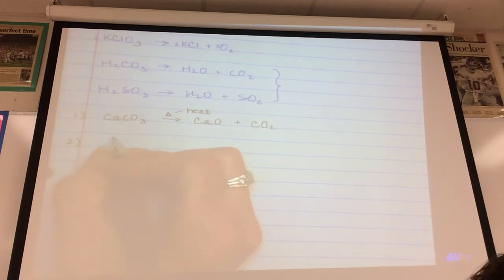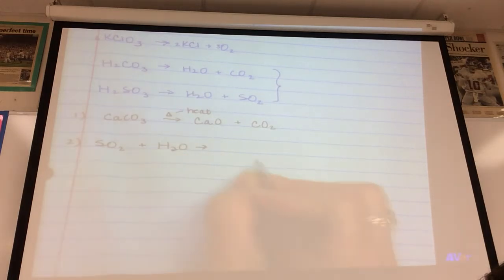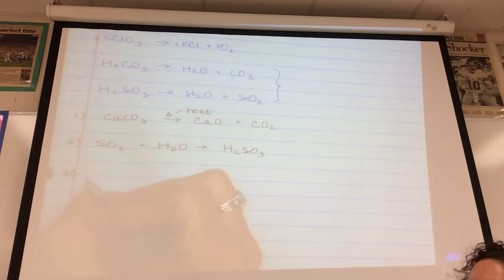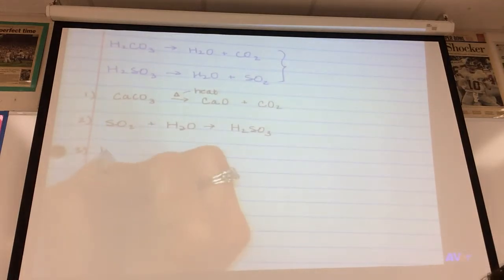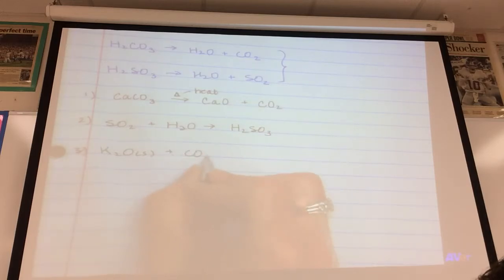All right, the second one says sulfur dioxide gas is bubbled through water. What are you going to make? Sulfurous acid, weak or strong? Weak, leave it together. Solid potassium oxide. Whenever they say solid, I'll always put an S here, and that tells me not to touch that compound. CO2. You have a metallic oxide and a non-metallic oxide. You're going to make a salt. What's the salt?